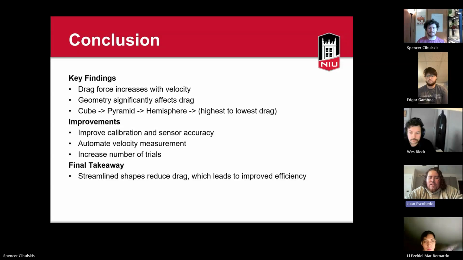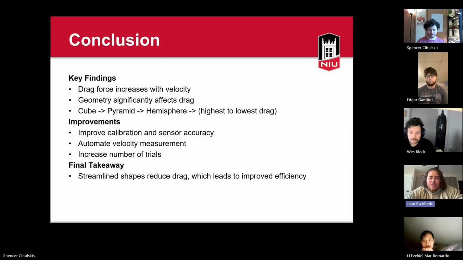Our results mostly follow what we expected, but there were some sources of error. For example, the force sensor might not have been perfectly calibrated, and even small things like how we held the anemometer could have affected the airflow. Also, a couple of the hemisphere data points at the high speed looked a little bit off compared to the rest, so this might not be completely reliable.